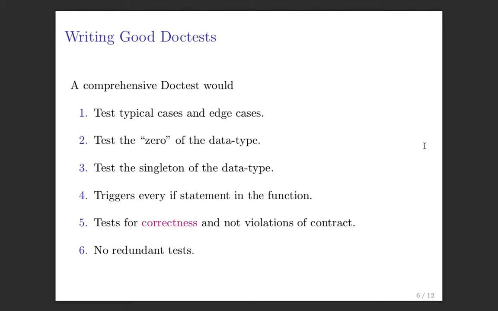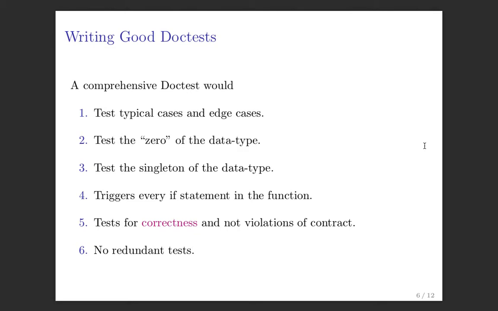It should test the 0 of the data type. So the 0 of the integers is 0, and the 0 of a list is the empty list. It should test the singleton of the data type, so the number 1, or a list with exactly 1 element in it. Ideally, you want to trigger every if statement in your code. You want to make sure that every single line of the function that you've written gets executed in one of your doctests. That would be ideal.